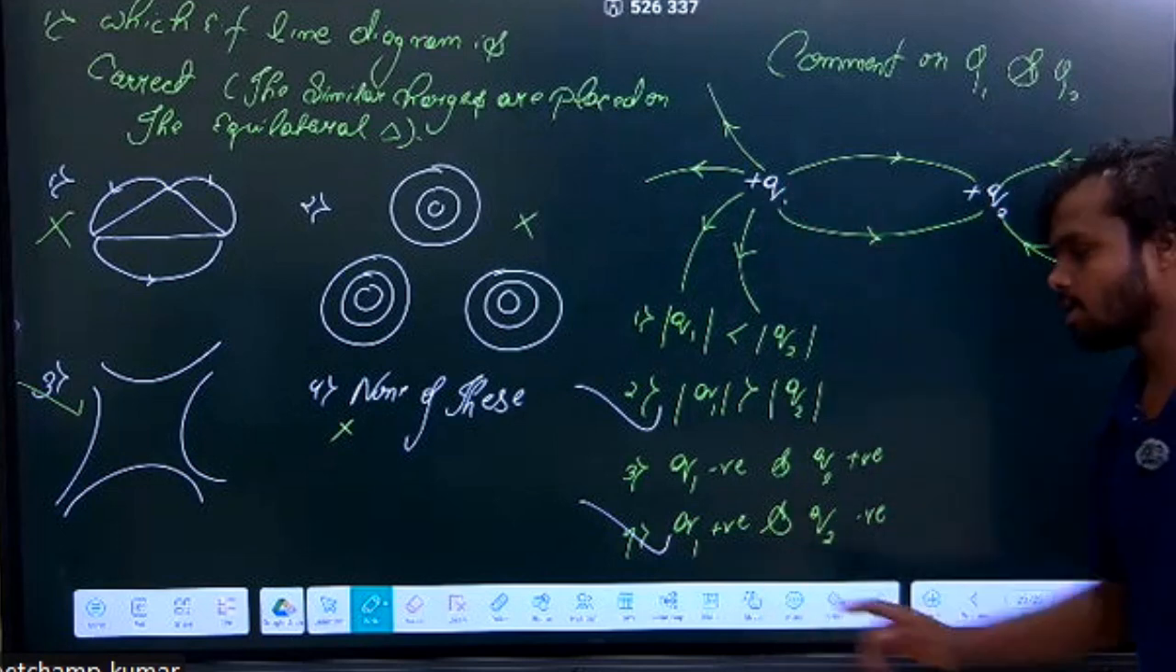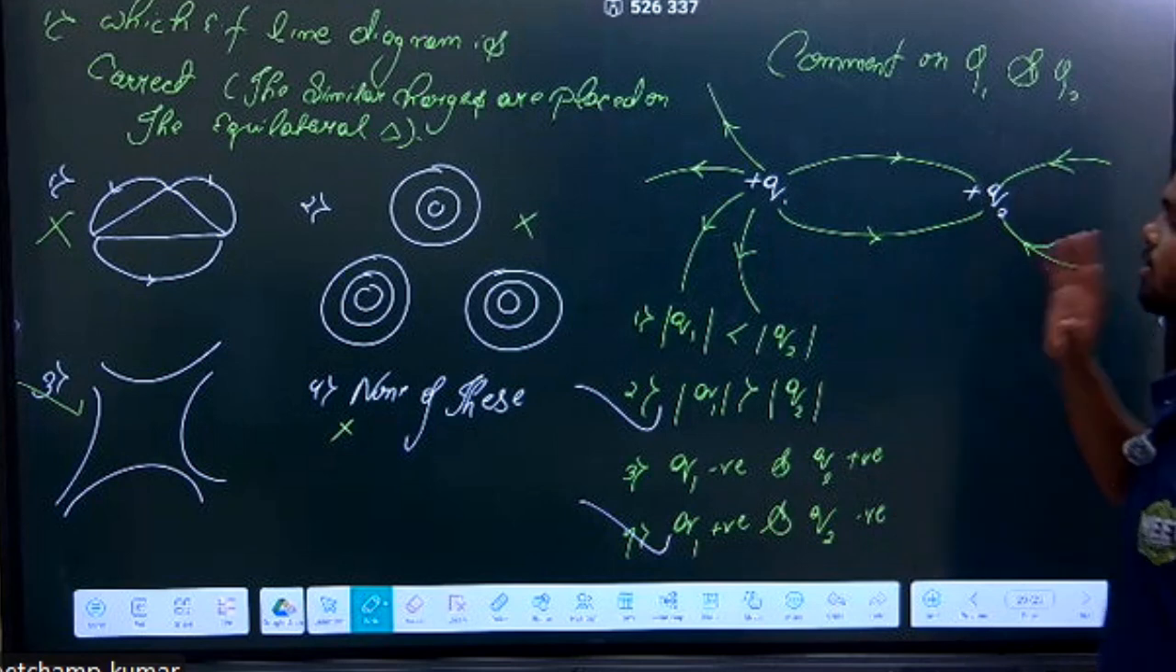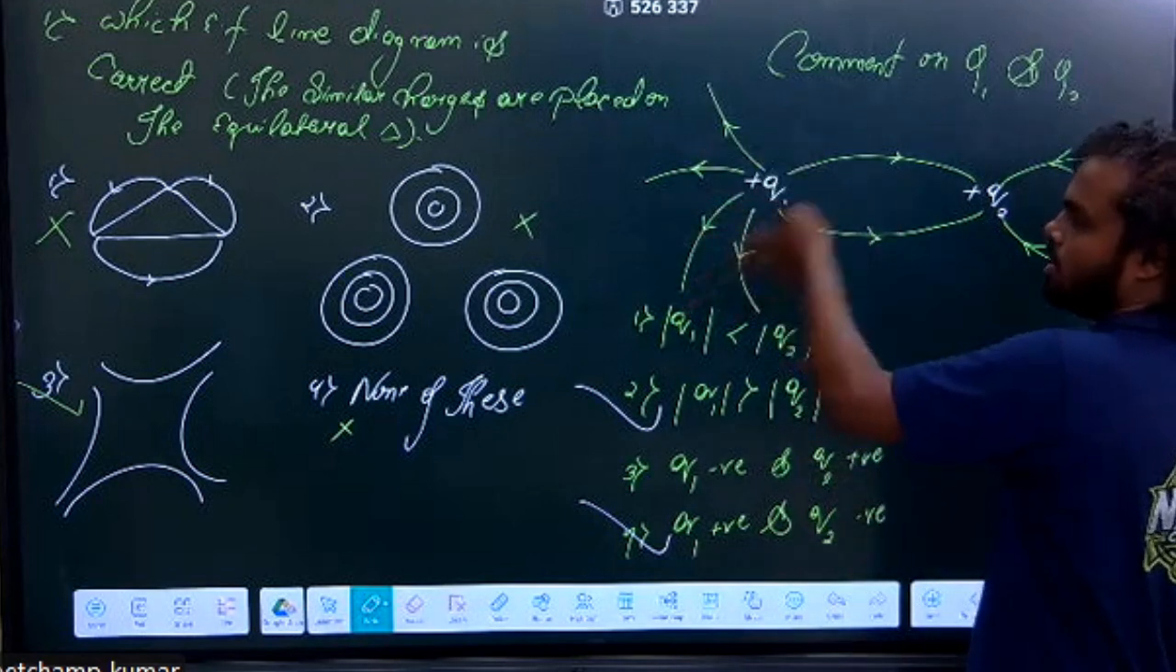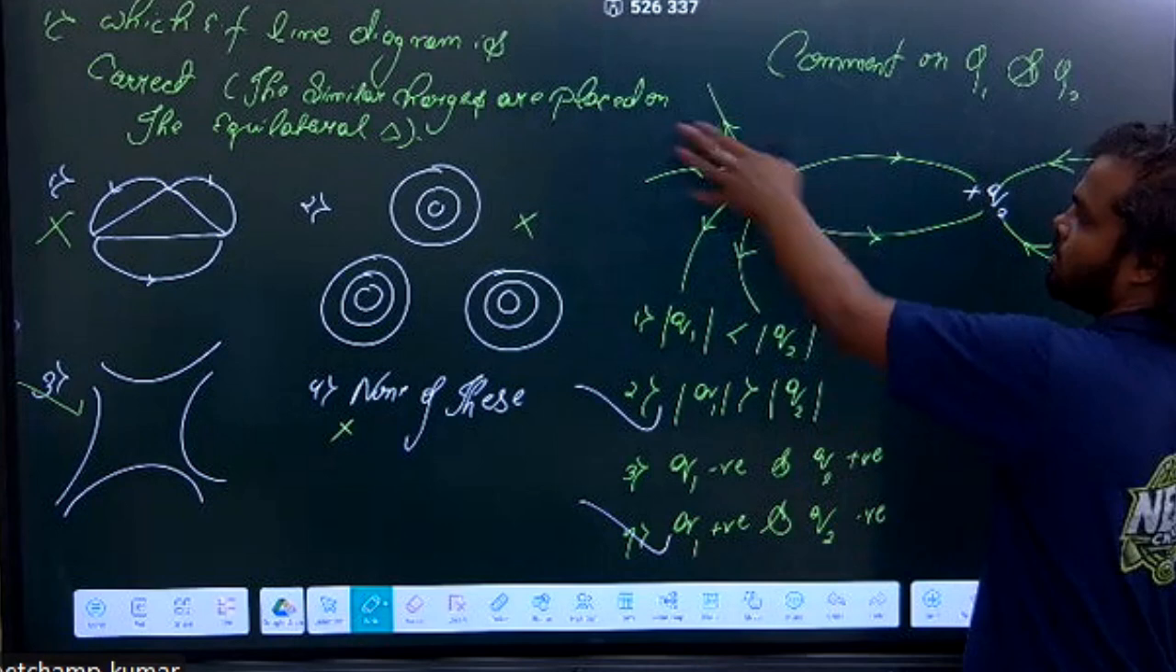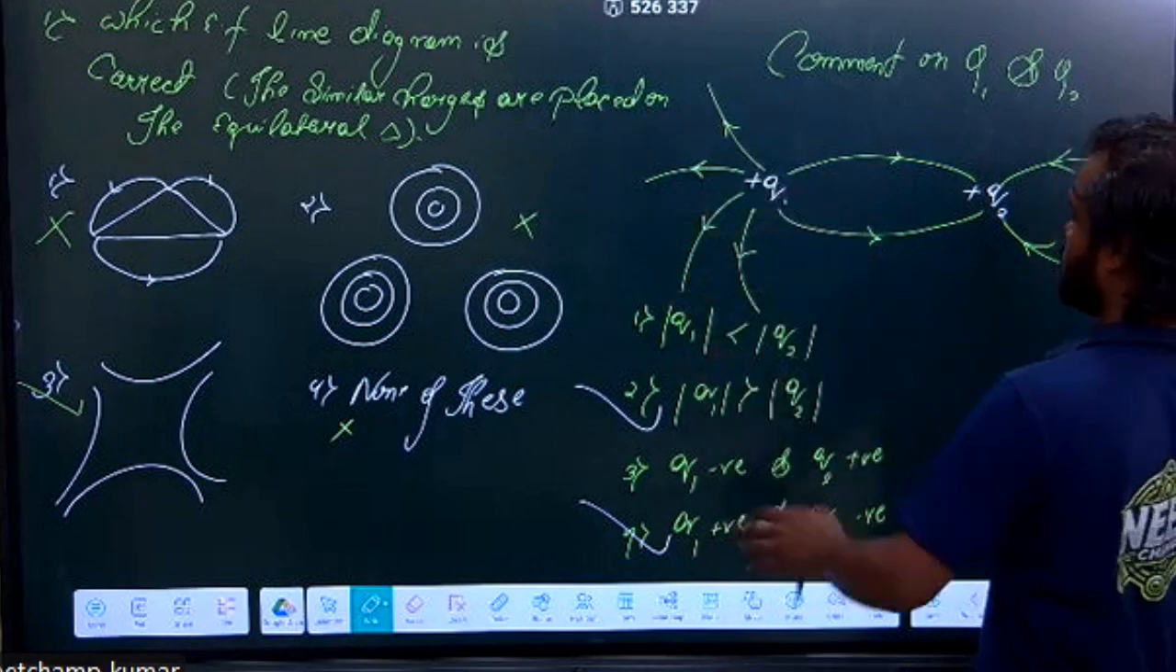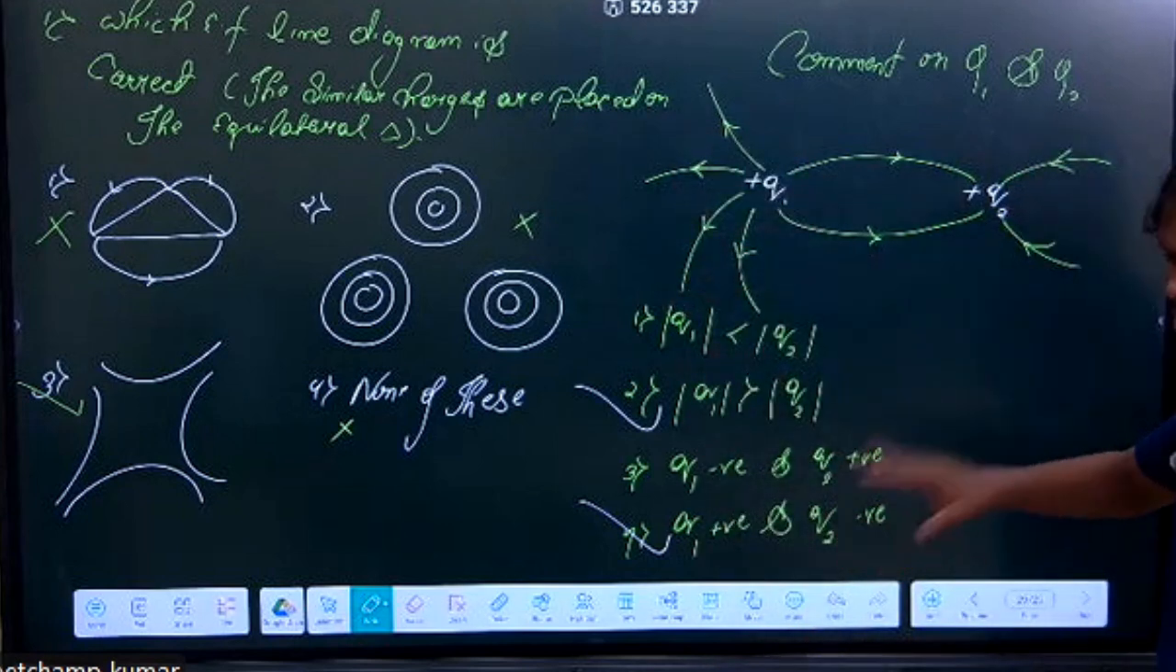And what about the sign? How do I predict the sign? See, electric field lines go to infinity, right? It is originating from a charge and going away, so this will be positive. It is going inside, so this will be negative. Simple.